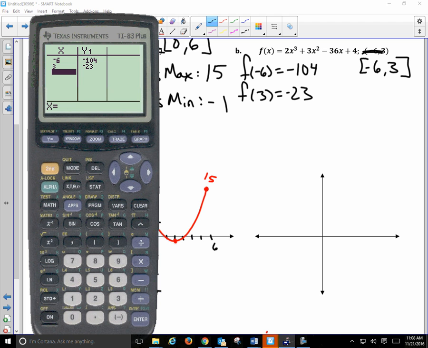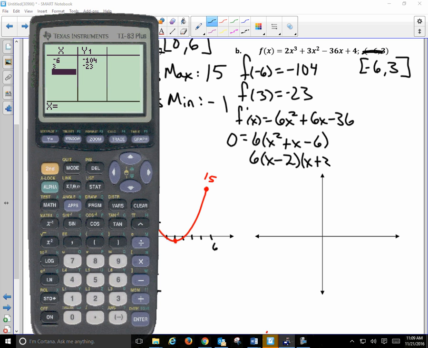Well, that tells me where the endpoints are, but is it possible that this function has a value that's positive? Yeah, we don't really know until we find the derivative. So what's the derivative? Yep, 6x squared. Good. I'll set that equal to 0. Can I factor it? Let's factor out a 6. We have x squared plus x minus 6. So we have 6 times x minus 2 times x plus 3. So my critical points are at x equals -3 and 2.